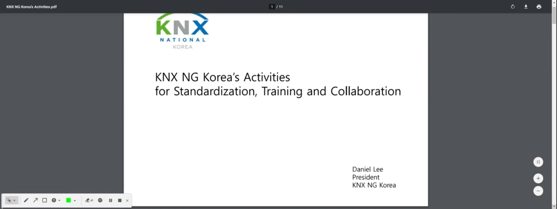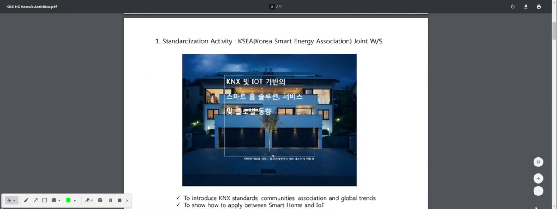Today, I'm sharing our national group's activity, especially for standardization, training, and collaboration in Korea. As you can see from the first page, I just want to share our activities. This is our joint workshop with KSEA, the Korea Smart Energy Association. I invited them to introduce KNX and IoT-based smart home solutions and services, as well as global trends.